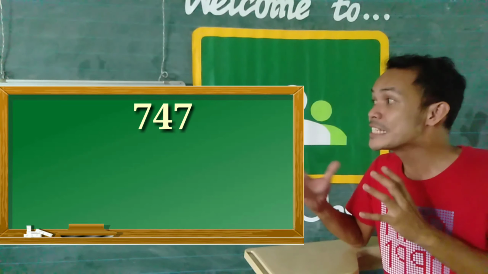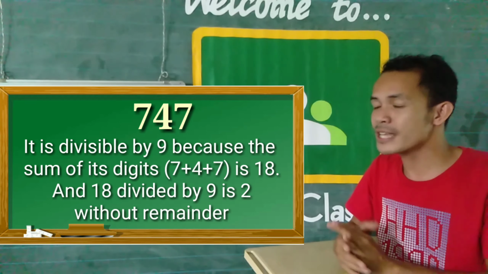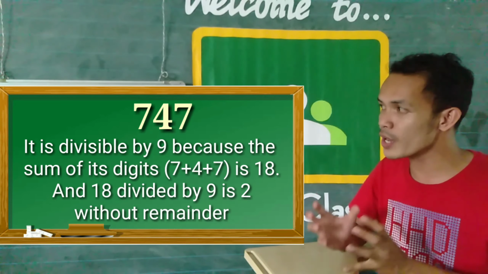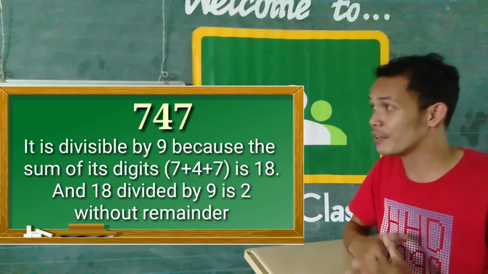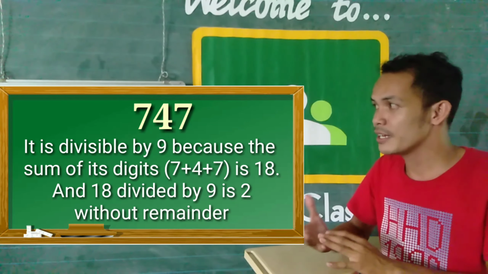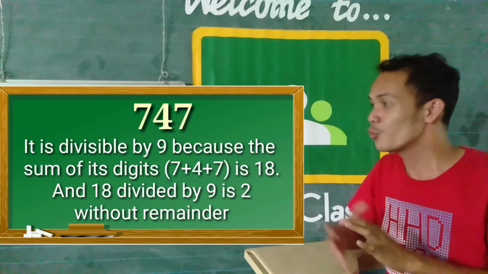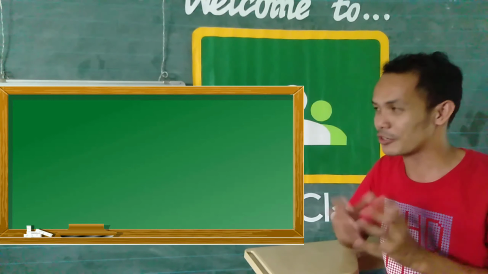Another one is 747. 747 is divisible by 9 because when you add 7 plus 4 equals 11. 11 plus 7 is 18. And 18 divided by 9 is 2 without remainder. Do you get me? Okay.